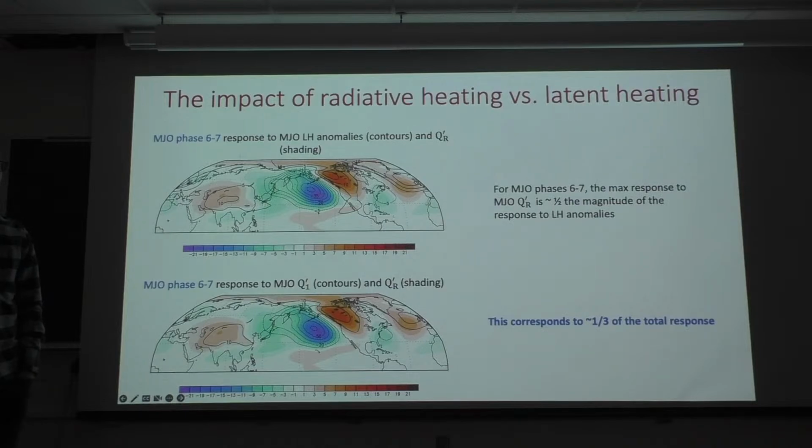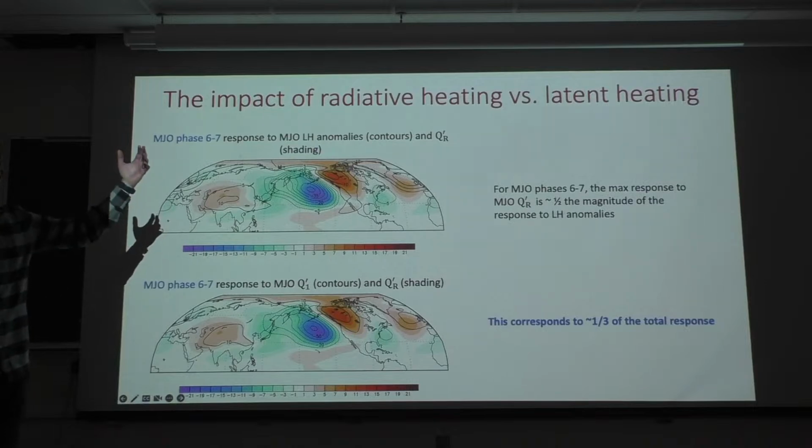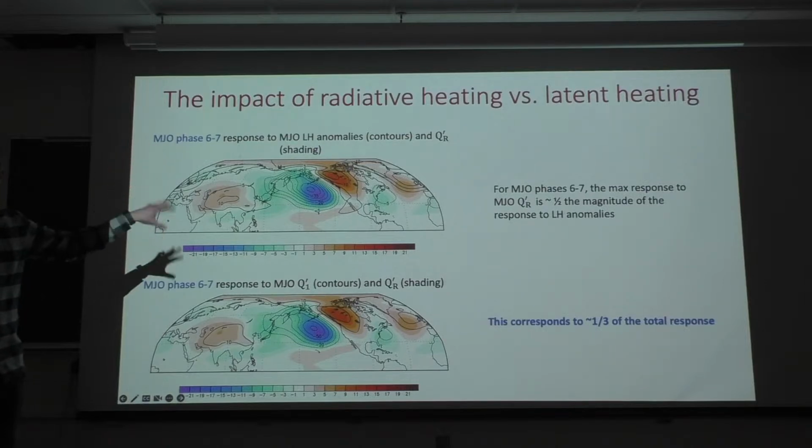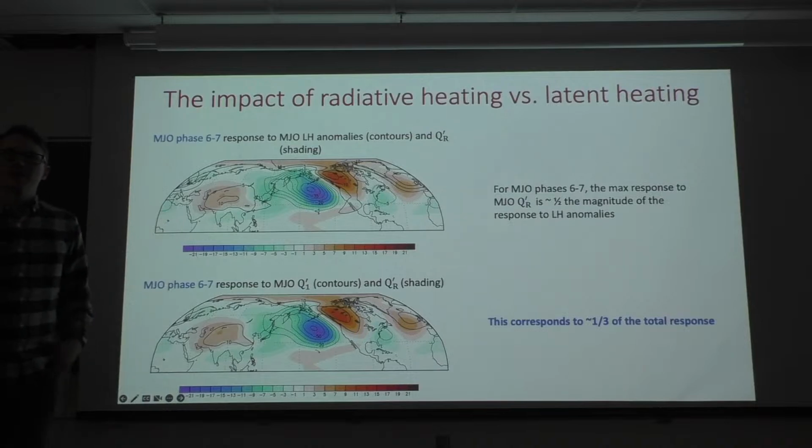I do, but I didn't put them in, so we can show you those after the fact. Because you still get good, strong upper level divergence from latent heating by itself. It's just you add that extra quarter of the overall magnitude from the radiative heating as well. That's still a lot.